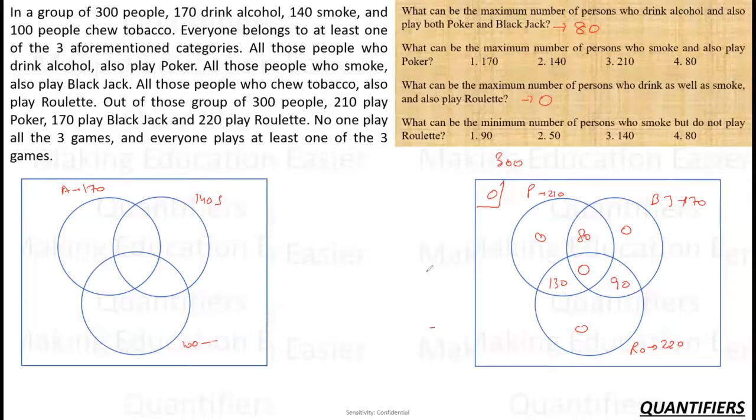लास्ट क्वेश्चन, व्हाट कैन बी द मिनिमम नंबर ऑफ पर्संस हू स्मोक बट डू नॉट प्ले रोलेट? यानी कि 140 पीपल यहाँ पे हैं, मिनिमम लोग जो कि स्मोक करते हैं बट रोलेट नहीं खेलते. अब रोलेट ना खिलवाने के लिए मुझे क्या करना पड़ेगा? आई विल हैव टू गो इनवर्स, मैं देखूंगा कि ऐसे कितने मैक्सिमम लोग हैं जो यहाँ पे स्मोक करते हैं और रोलेट खेल सकते हैं. वो तो 90 है मैक्सिमम, यानी कि कम से कम भी ऐसे 50 लोग तो पक्का होंगे जो कि स्मोक करते हैं और यहाँ पे आते हैं, ब्लैक जैक में आते हैं लेकिन रोलेट नहीं खेलते. 50 लोग ऐसे कम से कम हैं, राइट, बिकॉज द मैक्सिमम कॉमन एरिया कैन कीप इज 90, सो 50 इज द आंसर टू दिस. ये भी कंप्लीट हो गया अपना, ठीक है, डन.